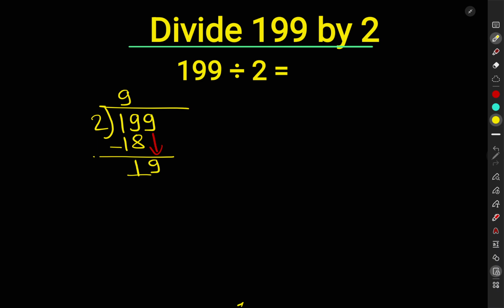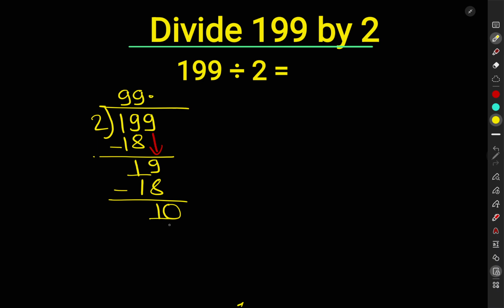So now it became 19. So 2 times 9 means 18. On subtracting we get 1. So again this 1 is less than 2 and there is no other number beside. So we put here decimal so that we take 0.